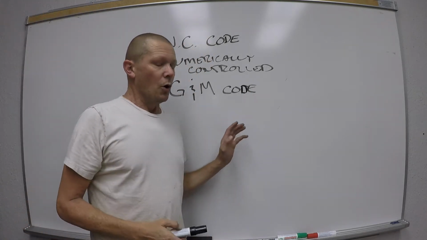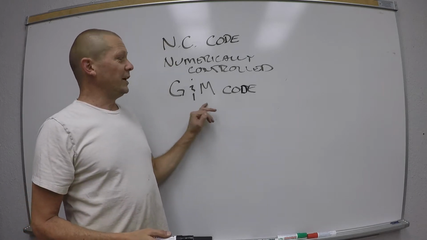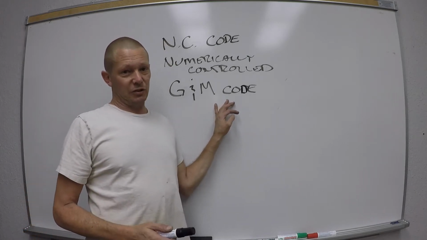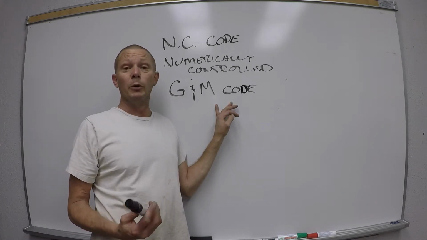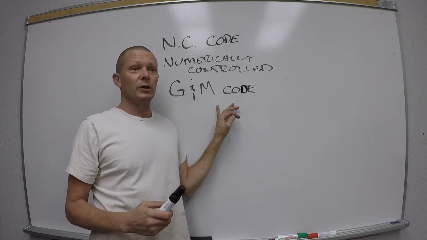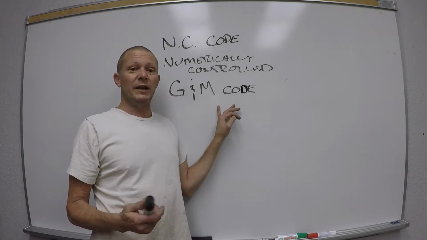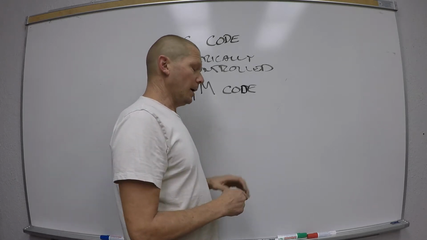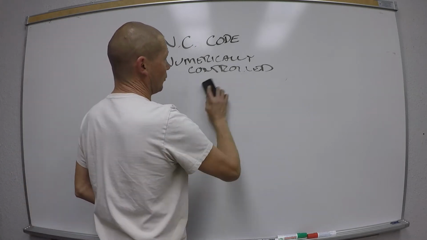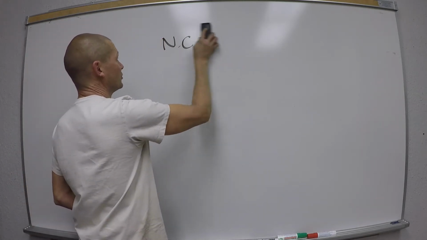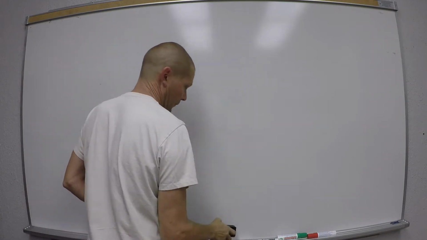And so the G and M code are the commands that the CNC machine takes to perform a move, to change tools, its spindle speed, its feed rate, okay? So very basic, that's what that stands for, and that's how it functions.